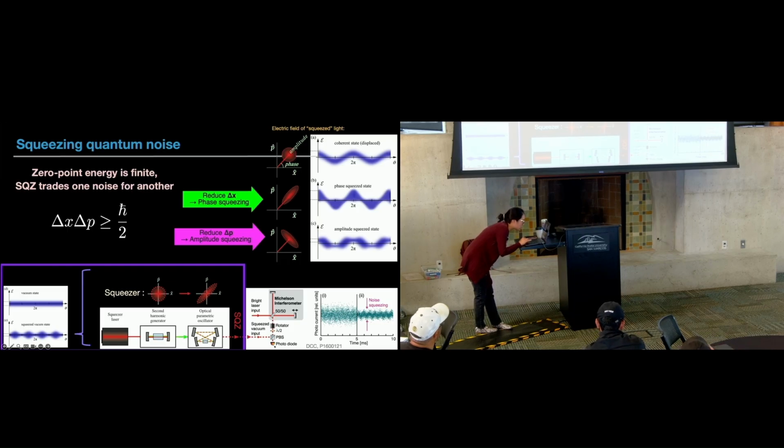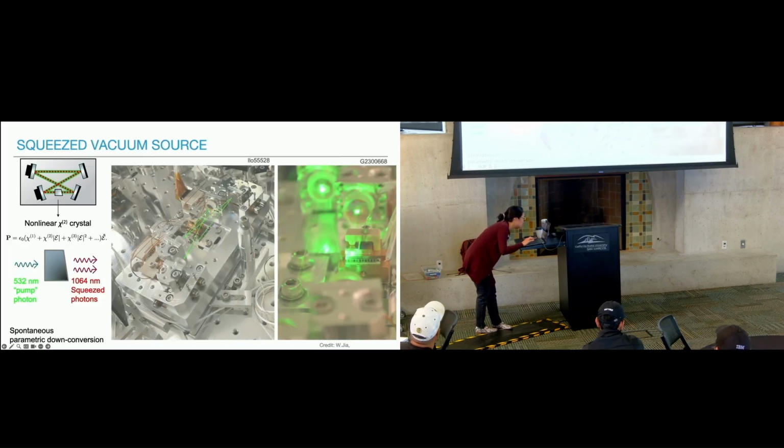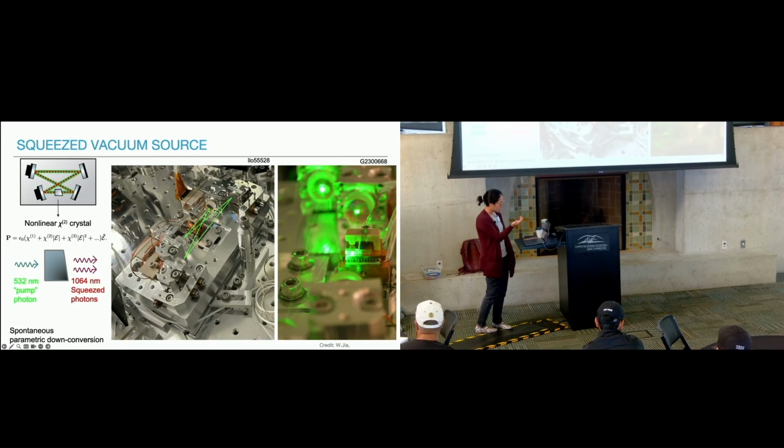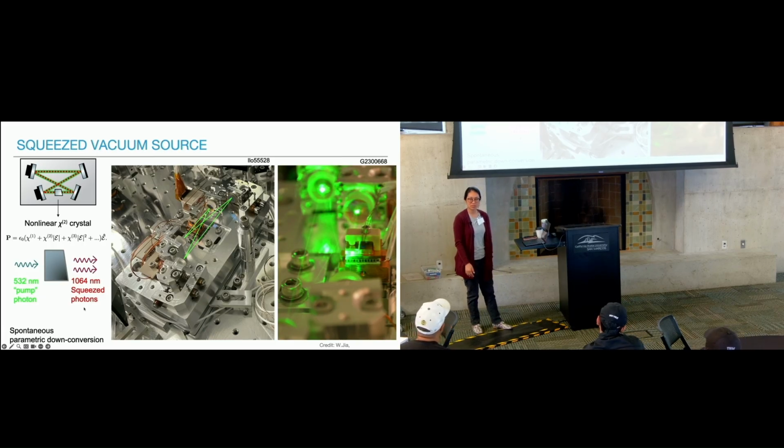Okay, so we can go a little bit more into squeezing right now. Just in terms of the squeezed vacuum source, we use a nonlinear optical crystal, PPKTP. We put in a green pump photon. It gets spontaneously down converted into a pair of 1064 nanometer photons. That's the carrier frequency for us. That's the main LIGO laser frequency. This is just like the experiment that we had yesterday in the quantum optics lab, except I think that was probably type 1. It's type 1, right? SPDC, spontaneous parametric down conversion.